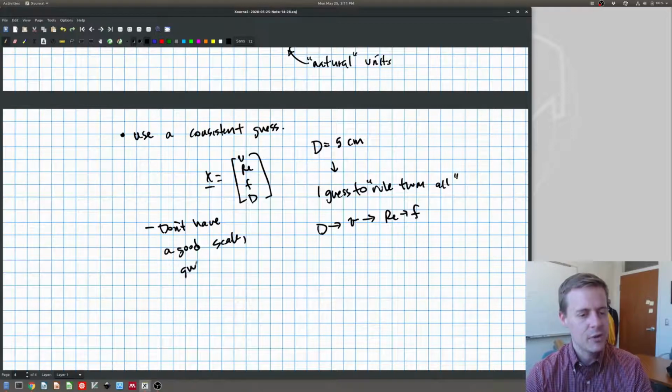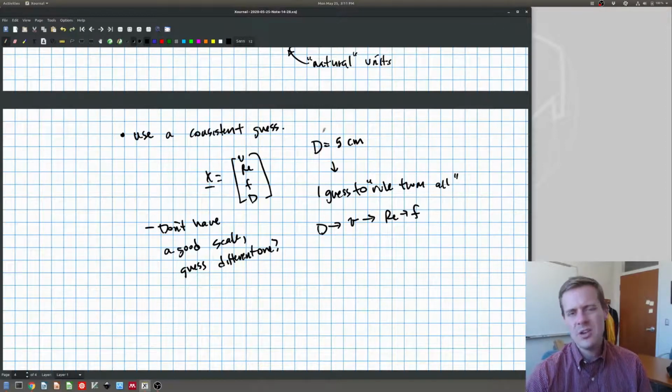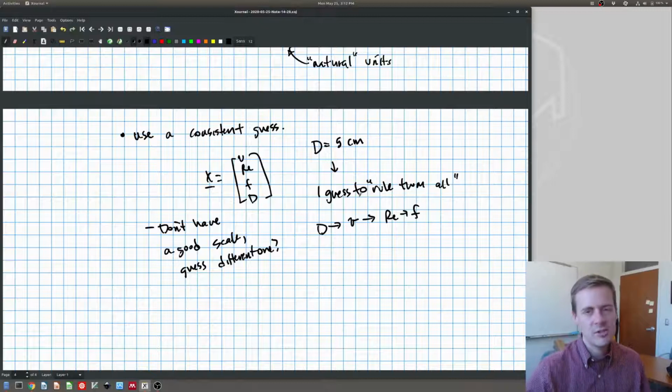Right? Guess a different variable. Maybe you had no idea what the diameter would be, but you had a pretty good idea about the Reynolds number. Say you know that the Reynolds number is going to be 10 to the 5. I don't know why you might know that, but that's just a silly example. You could use that and then solve for the velocity and then solve for the diameter. Okay? So you play around with those a little bit.